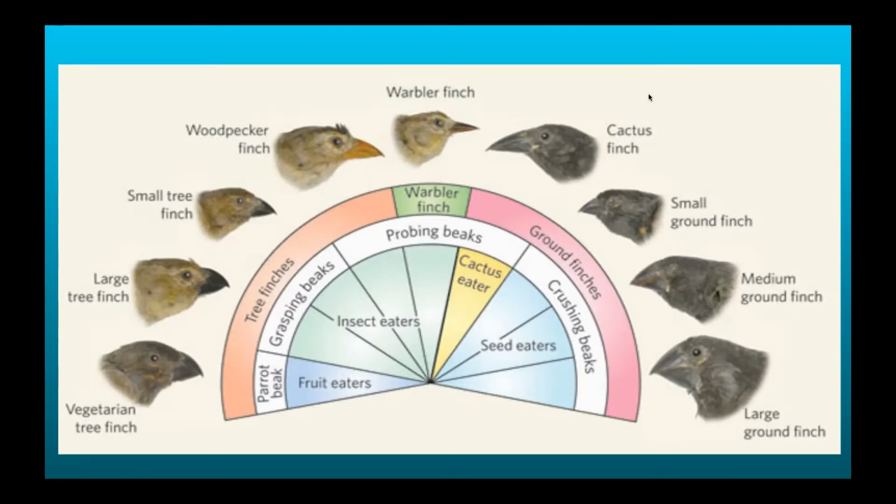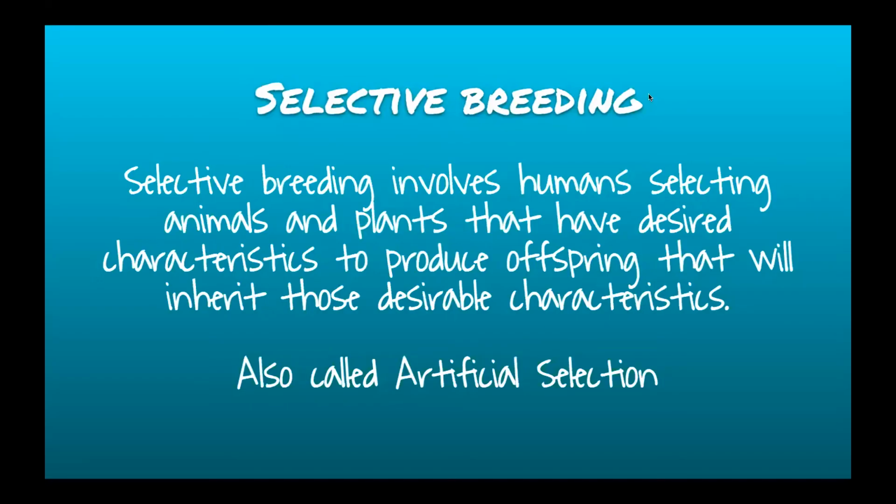All right. Next half is selective breeding. So that is the way that nature changes a species over time, but humans do that often as well. So selective breeding involves humans selecting animals and plants that have desired characteristics to produce offspring that will inherit those desirable characteristics. And also sometimes it is called artificial selection. So we've got natural selection and artificial selection. So this is where our little friend Bumblebee comes in, and Smokey, right?